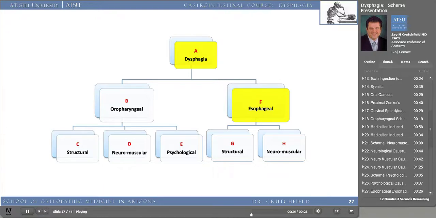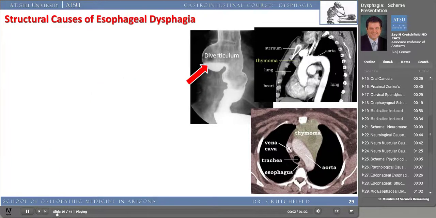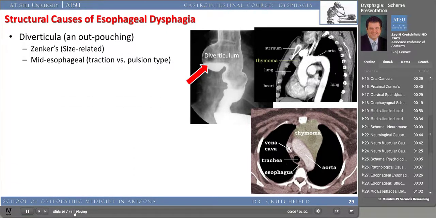Let's take a look at structural causes of esophageal dysphagia and neuromuscular causes of esophageal dysphagia. The structural causes are next. We've already mentioned the Zenker's diverticulum. Of course, there's also diverticuli more distal, a mid-esophageal diverticulum. These are traction or pulsion types.